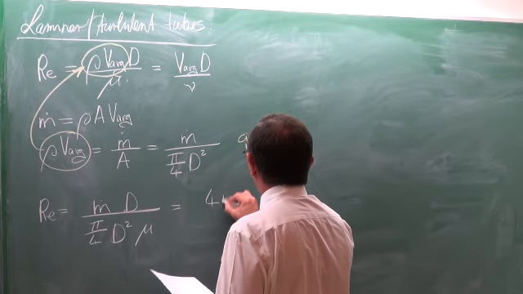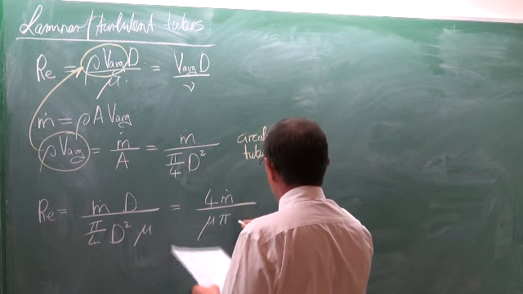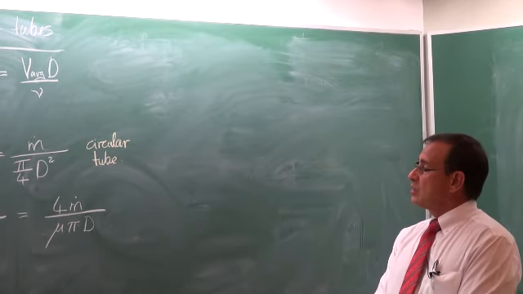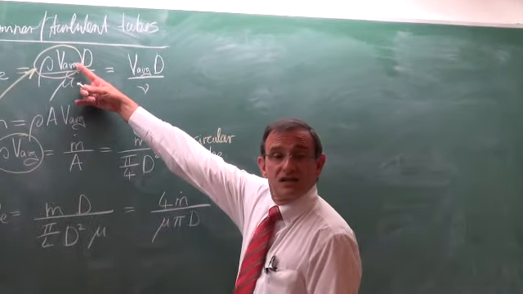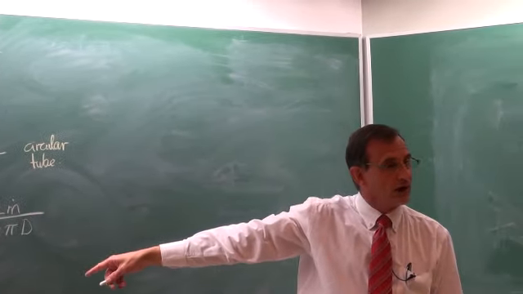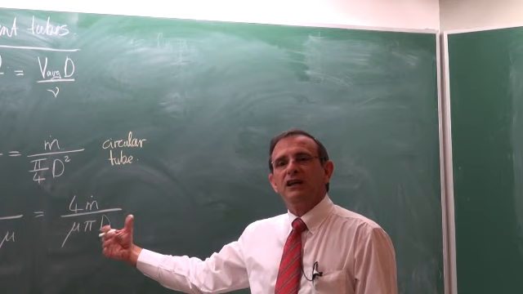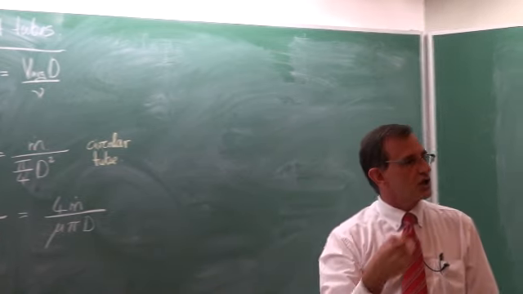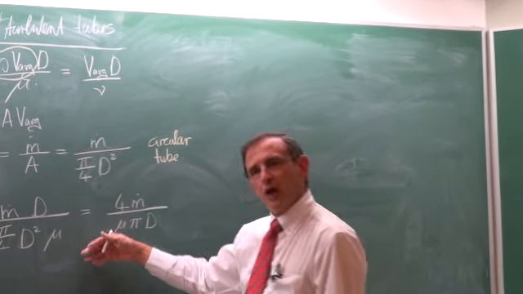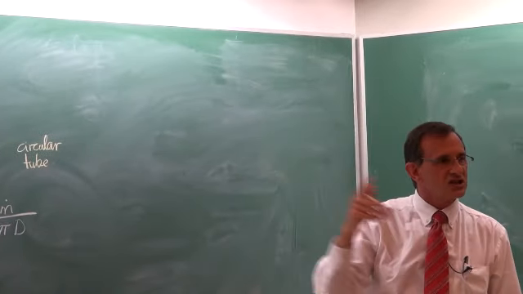Therefore, we can write it as 4 times the mass flow rate divided by the viscosity, pi, and the diameter. So the Reynolds number, where previously it was written as a function of the velocity, we've just written as a function of the mass flow rate. It is a very practical result because in many cases it's going to be given to you that the mass flow rate through the tube is so many kilograms per second. And then you can directly calculate the Reynolds number without first calculating the velocity. So it just saves you some time.